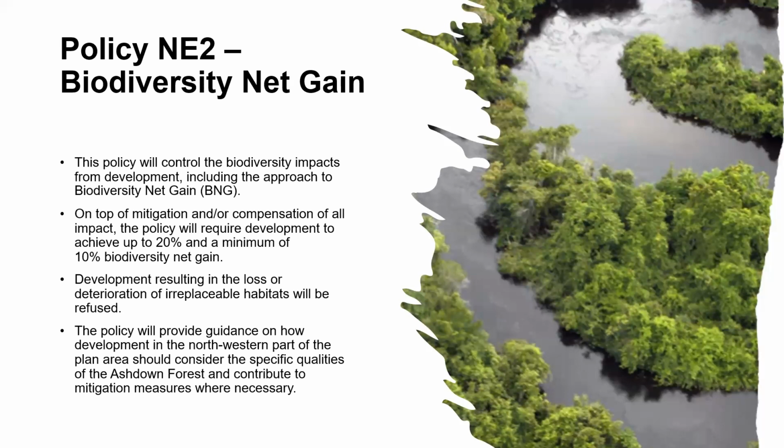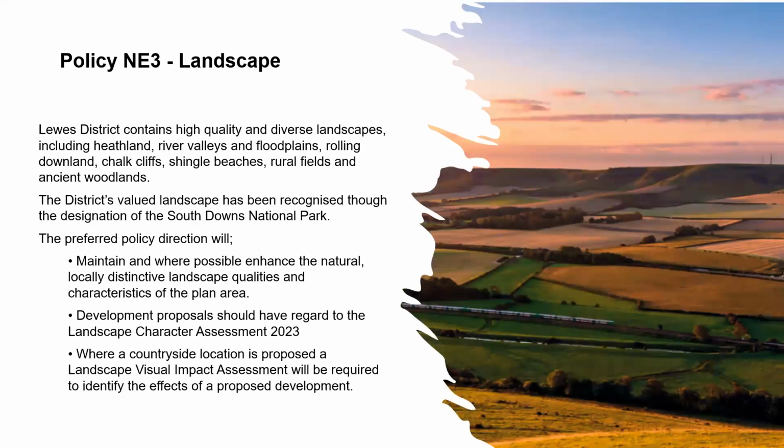Next slide, please. So the Lewes district contains some high quality and diverse landscapes, including heathland, river valleys, floodplains, rolling downland, chalk cliffs, shingle beaches, rural fields, and ancient woodlands. The district's valued landscape has been recognised through the designation of the South Downs National Park. And whilst the South Downs National Park Authority have planning responsibility for the park area, Lewes District must ensure that development within the Lewes local plan area does not adversely affect the setting of the park, including key views.